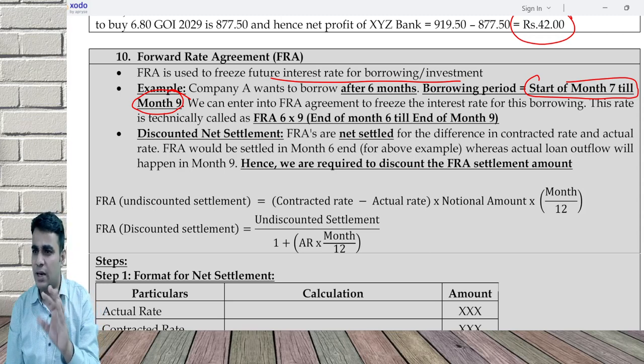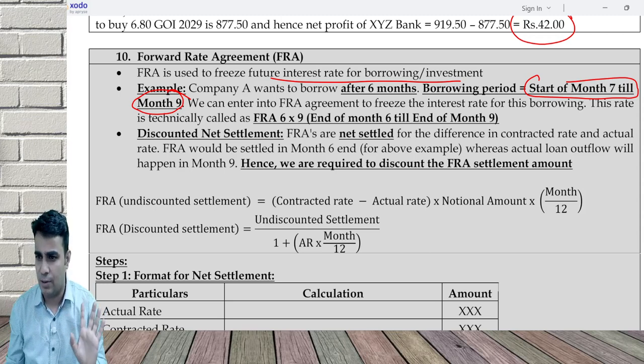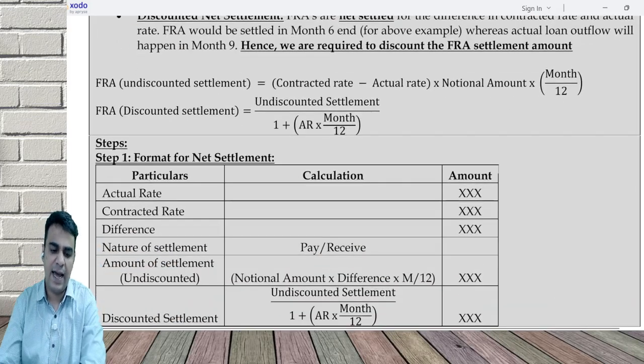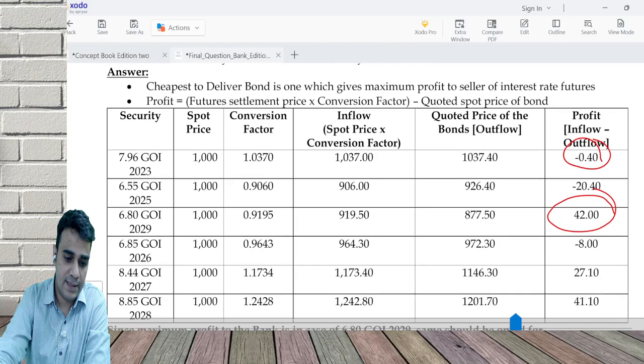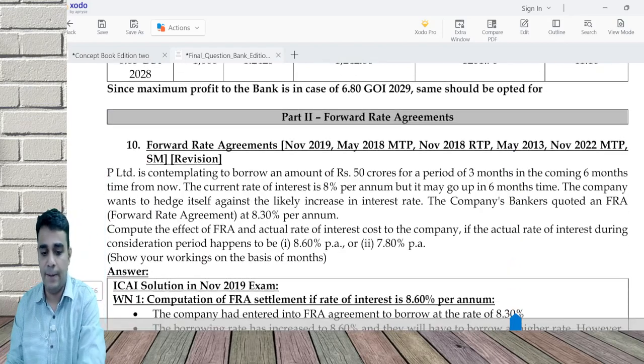How is the calculation done? I'll explain in the problem. Very simple calculation. Nothing much tricky there. Let's directly get into a question. Let's come to question 10.